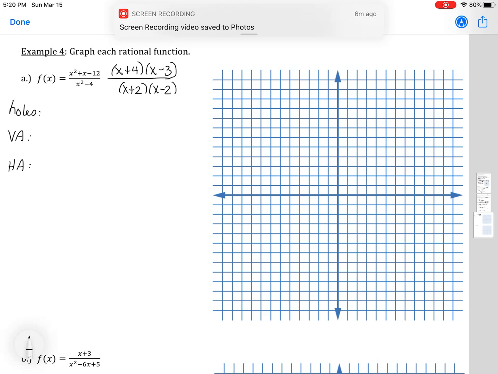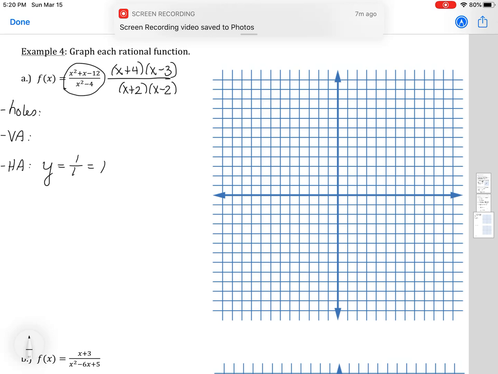So usually when you have to identify these three things, holes, vertical asymptotes, and horizontal, you should always start with the horizontal because you don't even need to focus on the graphing portion yet. If you just focus on the actual original problem itself, you say, okay, well, the degree of the top is 2, the degree of the bottom is 2, so they're equal, which means that the horizontal asymptote is the ratio of the leading coefficients, which would get you 1 over 1, which is just 1. So the horizontal asymptote is y equals 1.